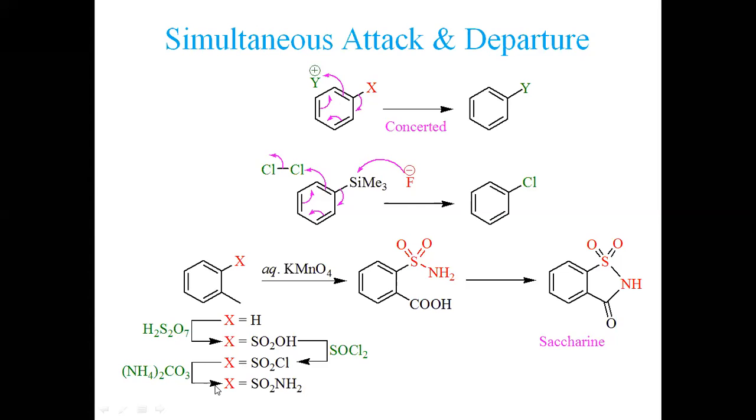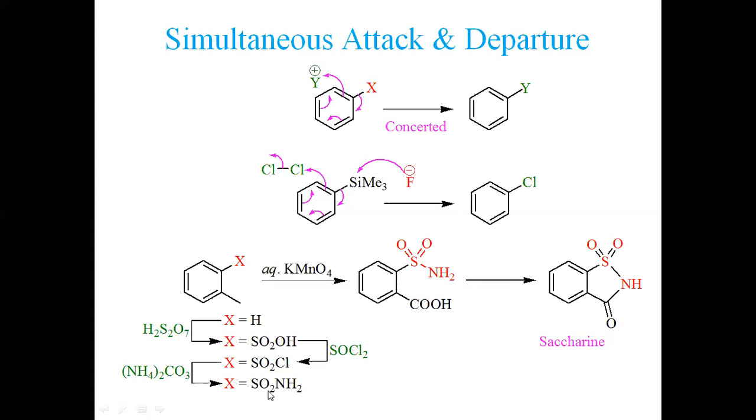Then this sulfonyl chloride is reacted with ammonium carbonate. Ammonium carbonate is a source of ammonium ion, but this chloride it adds to convert into sulfonamide, right? This is sulfonic acid, this is sulfonyl chloride, this is sulfonamide. These are the three functional groups which are converted using these reagents. Very first, sulfonation. Second, sulfonic acid is converted into sulfonyl chloride, just a functional group derivatization, and sulfonyl chloride is converted into this entity, sulfonamide.